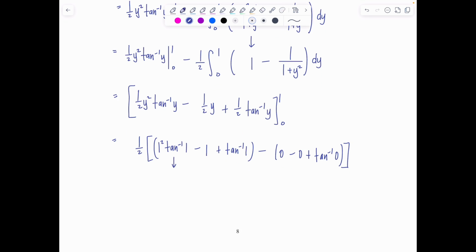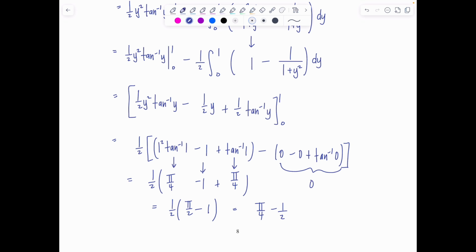Tan inverse of 1 is pi over 4. Pi over 4. That just stays negative 1. Love it. And then this is just a bunch of zeros. And we've got a 1/2. So 2 pi over 4 is pi over 2 minus 1. So this becomes pi over 4 minus 1/2. Okay.